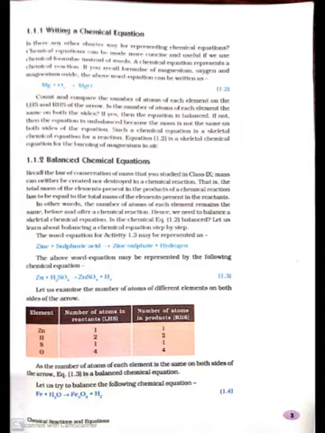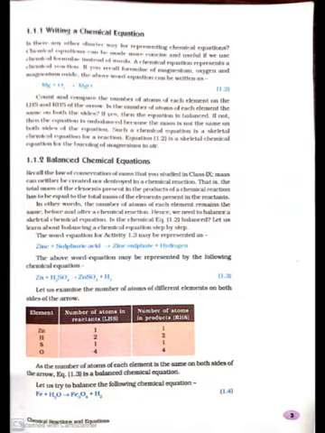1.1.2 Balanced chemical equations. Recall the law of conservation of mass that you studied in class 9th. Mass can neither be created nor destroyed in a chemical reaction. That is, the total mass of the element present in the products of a chemical reaction has to be equal to the total mass of the element present in the reactants. In other words, the number of atoms of each element remains the same before and after a chemical reaction.